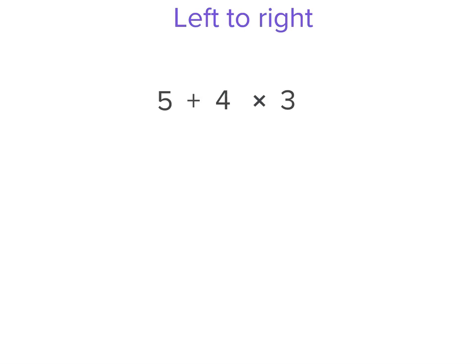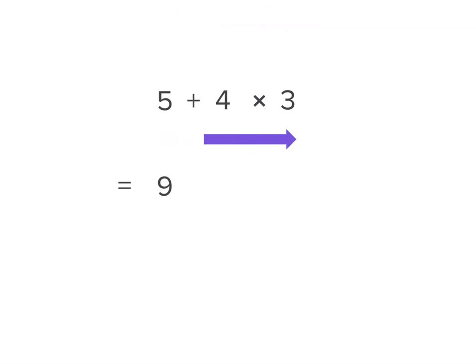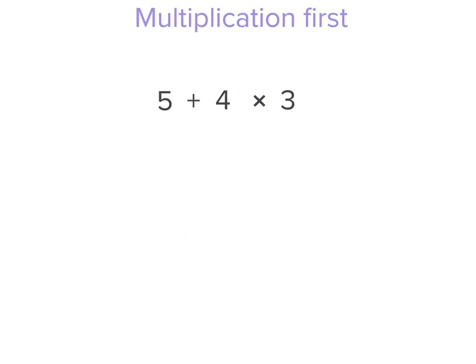We've got a problem, and let's say we solve it from left to right. 5 plus 4 is 9, and then we multiply that by 3, and we get 27. But what if we had a rule that says we always do multiplication first? Because we might actually want 4 groups of 3 to be added to 5. In that case, 4 groups of 3 would be 12, and then when we add that to 5, we'd get 17. But the first time we got 27. So you see, we do need a rule.